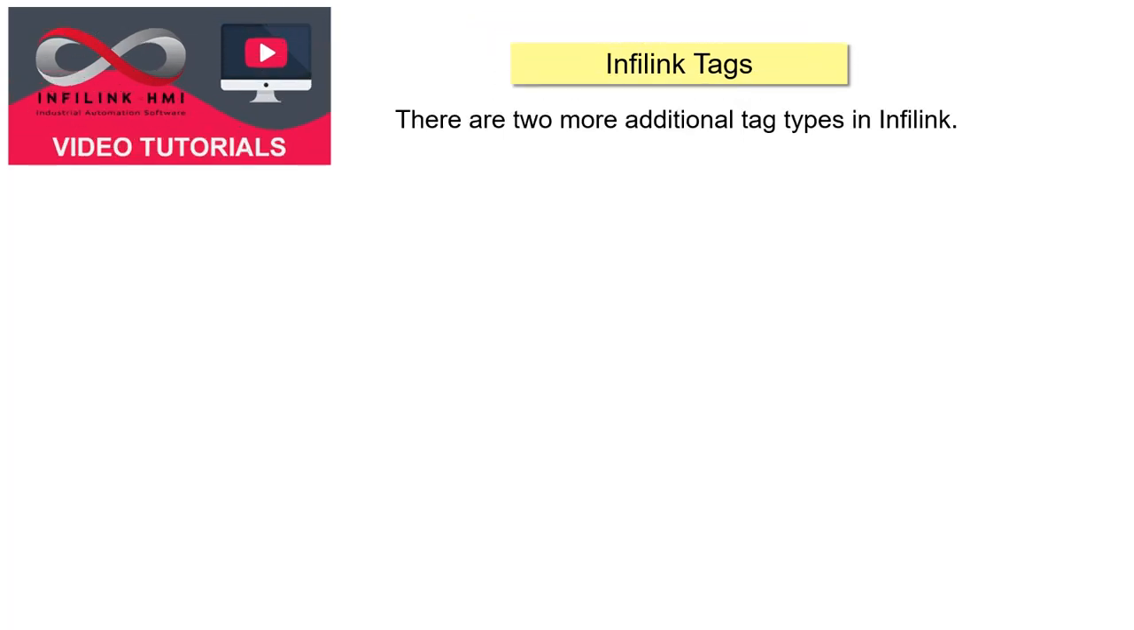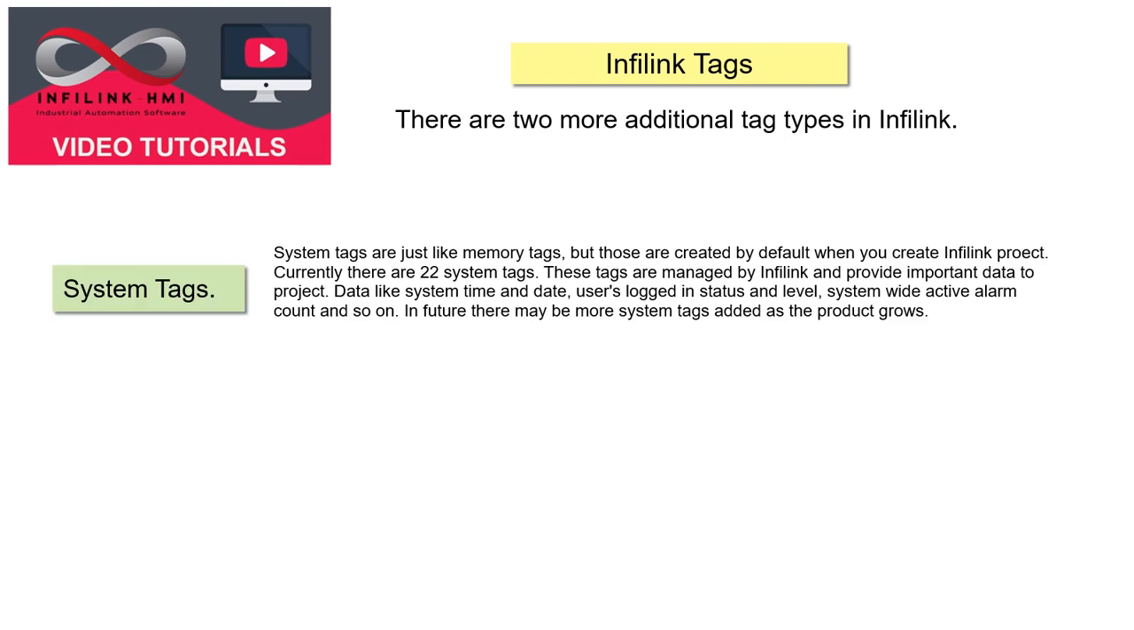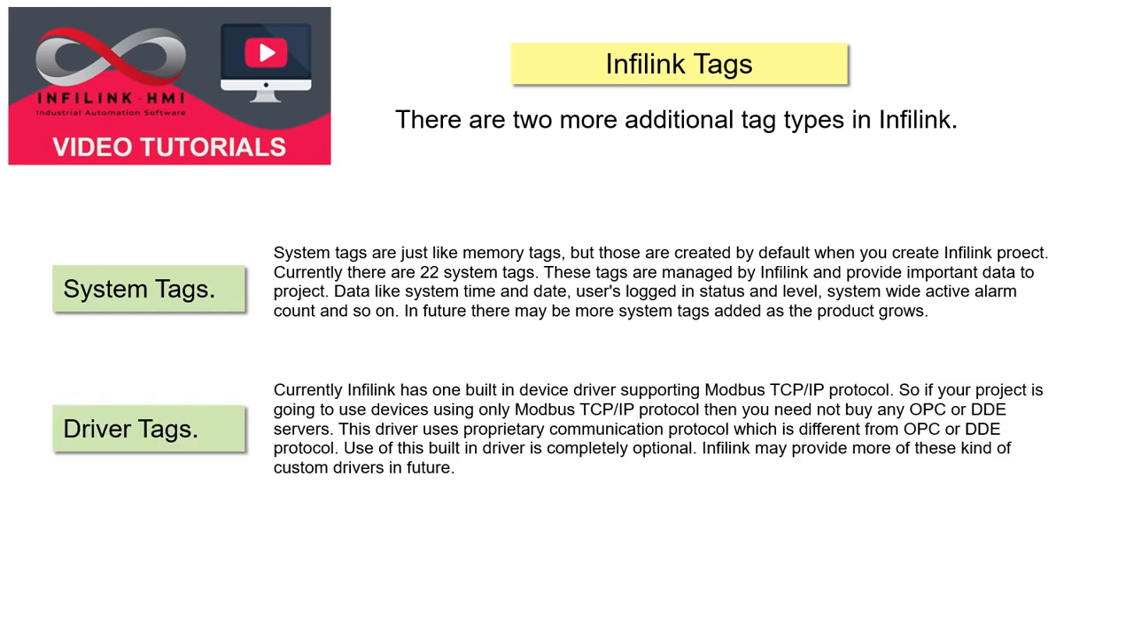There are 2 more additional tag types in Infilink. System tags. System tags are just like memory tags, but those are created by default when you create an Infilink project. Currently there are 22 system tags. These tags are managed by Infilink and provide important data to the project. Data like system time and date, users logged in status and level, system-wide active alarm count, and so on. In future there may be more system tags added as the product grows.